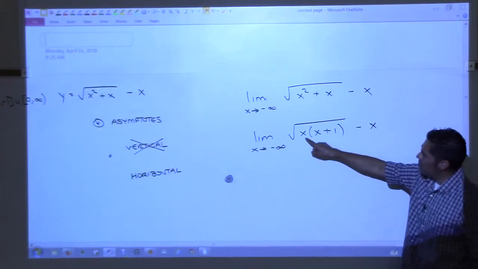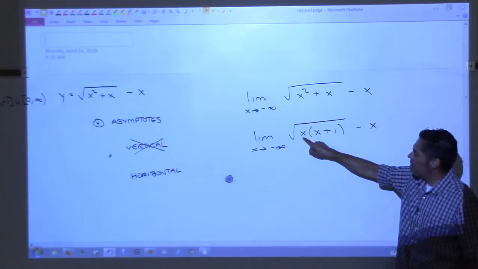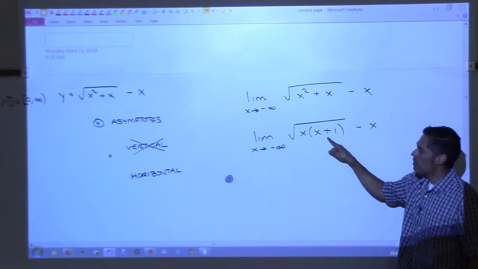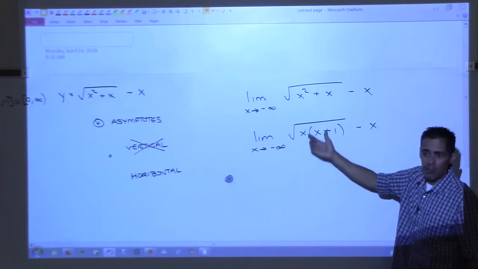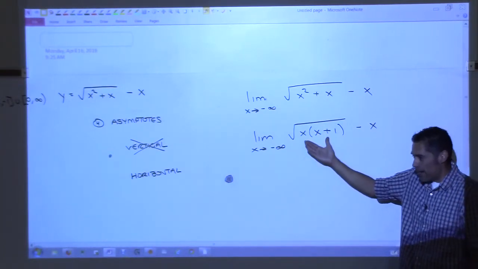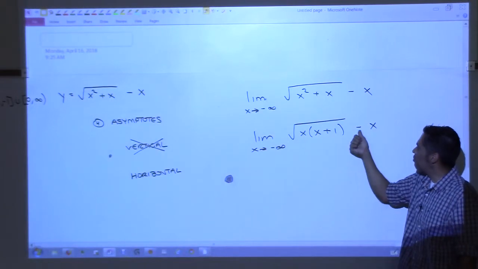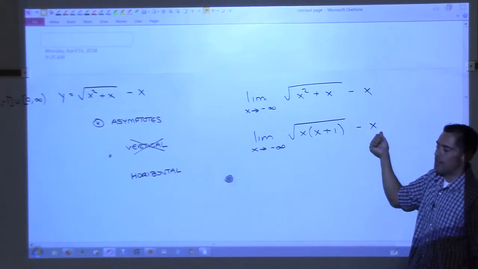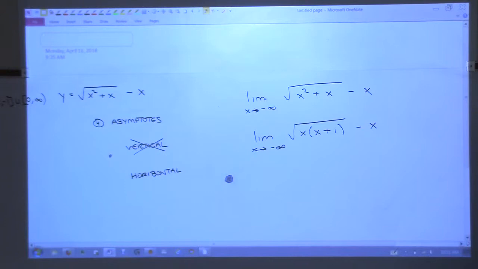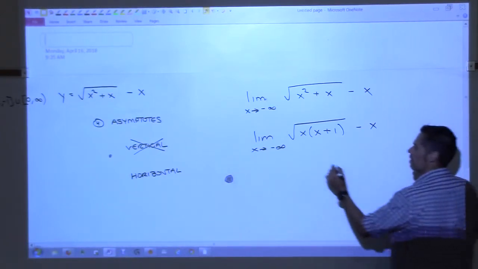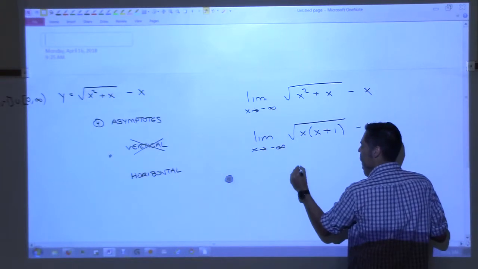So what happens when we go to negative infinity? This is a negative number, and this is a negative number. And two negatives multiply to be positive. So we can take the root of that. So it's OK. And then I'm going to subtract negative infinity, which is meaning what? Add? Ooh. This is actually good. OK, so look. This is going to negative. Let's do it visually.